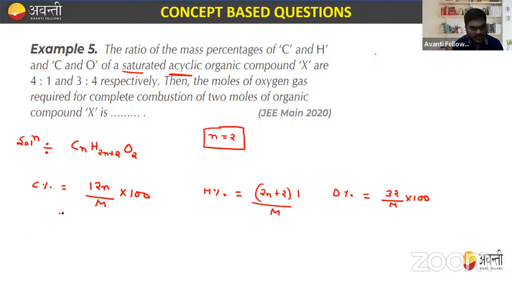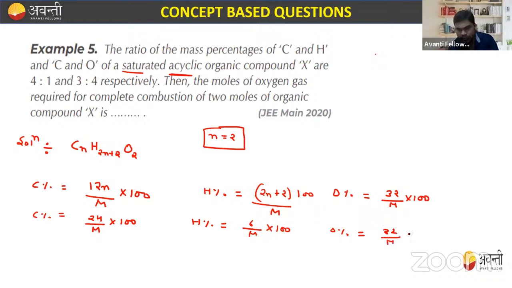Now you can calculate the percentage of carbon. The percentage of carbon here is 24 divided by molar mass into 100. Similarly, what is the percentage of H? That comes out to be 2 into 2, 4, plus 2, 6. So this is 6 divided by M into 100, right? And on a similar basis, the percentage of O is nothing but 32 by M into 100, right?